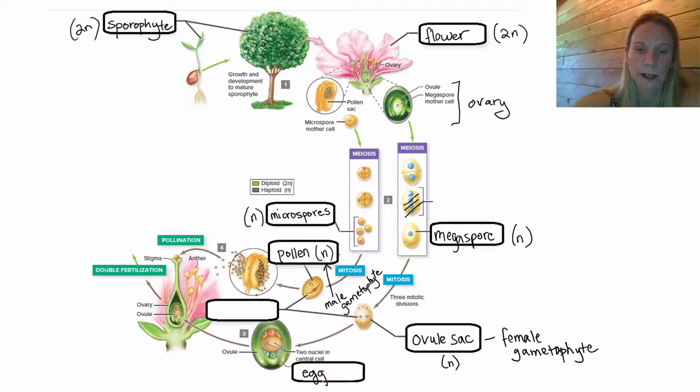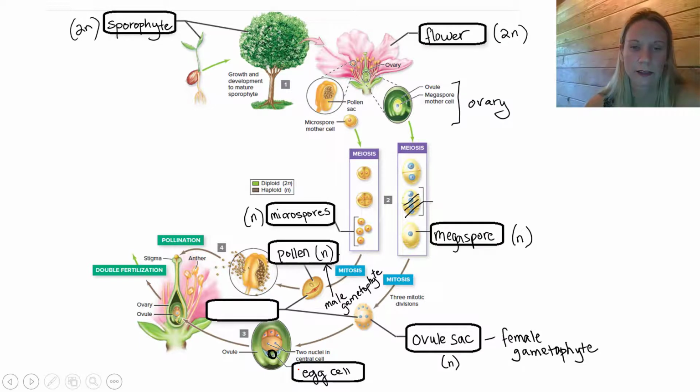So this is the egg cell at the bottom, and I'll circle it. There's the egg. There's another important cell here that has two nuclei in it. It's called the central cell. And that's going to be really important to the unique process of fertilization that occurs with the angiosperms.